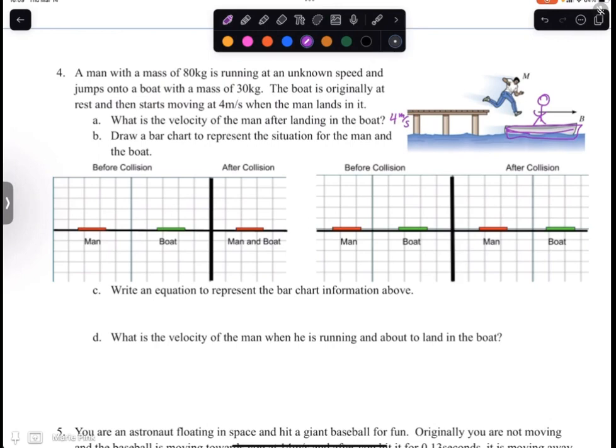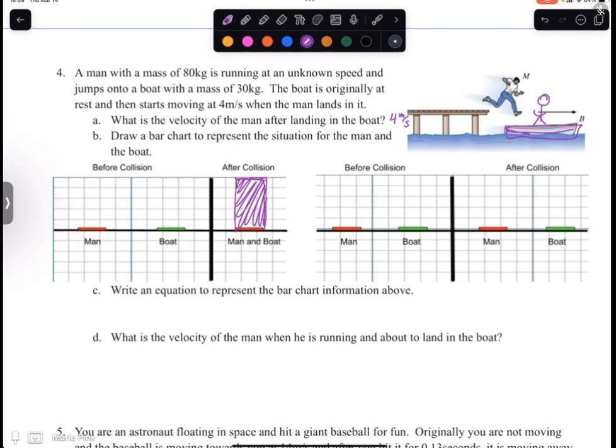Then it says draw a bar graph to represent the situation for the man and his boat. All right, so after the man lands in the boat, both of them are moving. So let's say that they have this much momentum. Okay, so both of them are moving. That means they have a total of this much momentum.